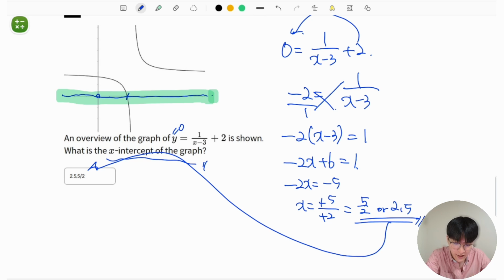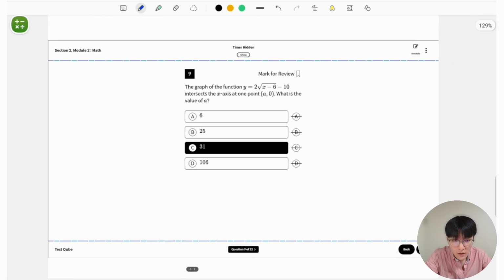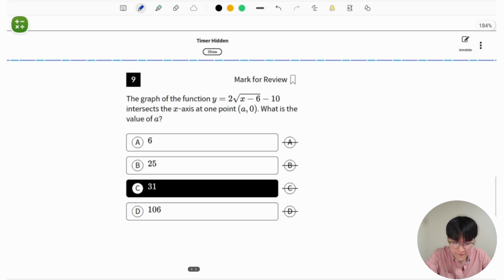So if you're finding the x-intercept and they don't give you the number on the number line, it's not that obvious. Just plug y is equal to 0. Vice versa, if you want to find the y-intercept, then just plug x is equal to 0. And you'll be able to algebraically find the value. Now, question number 9. The graph of function y is equal to 2 square root x minus 6 minus 10 intersects the x-axis at one point a comma 0. What is the value of a?